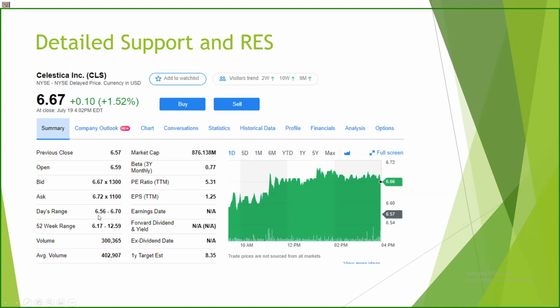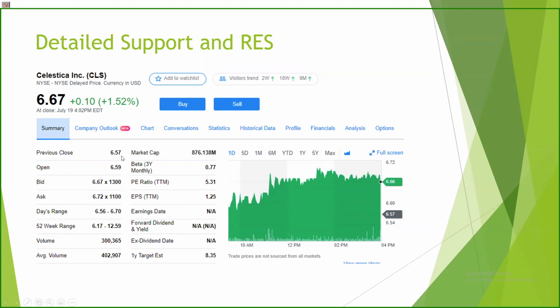Let's say, the day's range. The stock right now is at 666. Where's the high of the day? The day's range, the high of the day is 670. So if we come up to 670, that's going to be a resistance line. But also if we're at 670 and the stock starts falling, and the stock falls to the open at 659, that's going to be a detailed support line.